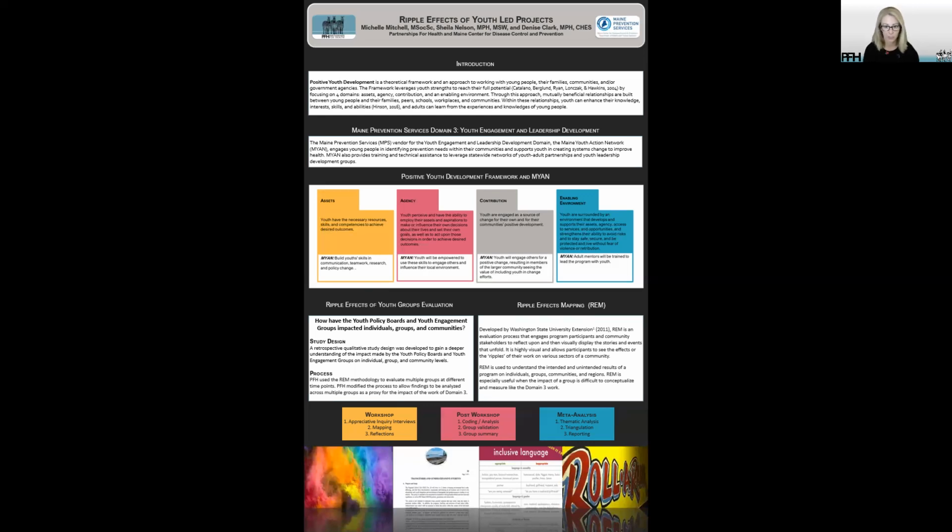REM is an evaluation process that engages program participants to reflect upon and then visually display the stories and events that unfold. It is a highly visual process and allows participants to see the effects, or the ripples, of their work on the various sectors of a community. REM is used to understand the intended and also the unintended results of a program. REM is especially useful when the impact of a group is difficult to conceptualize and measure, like the Domain 3 work.